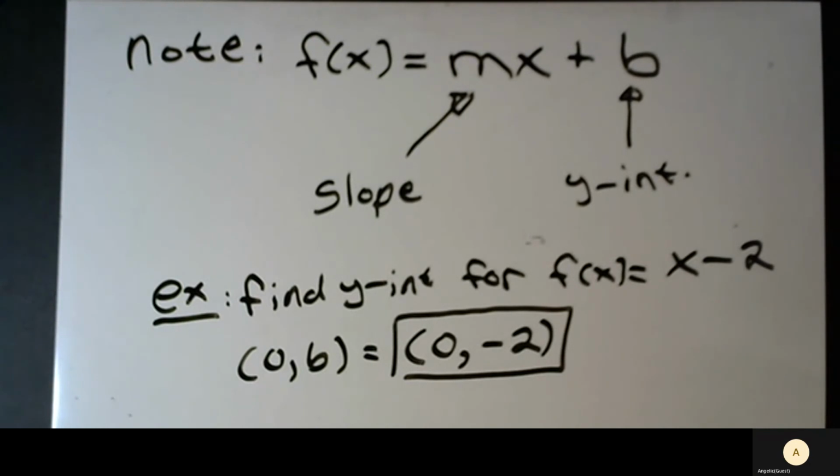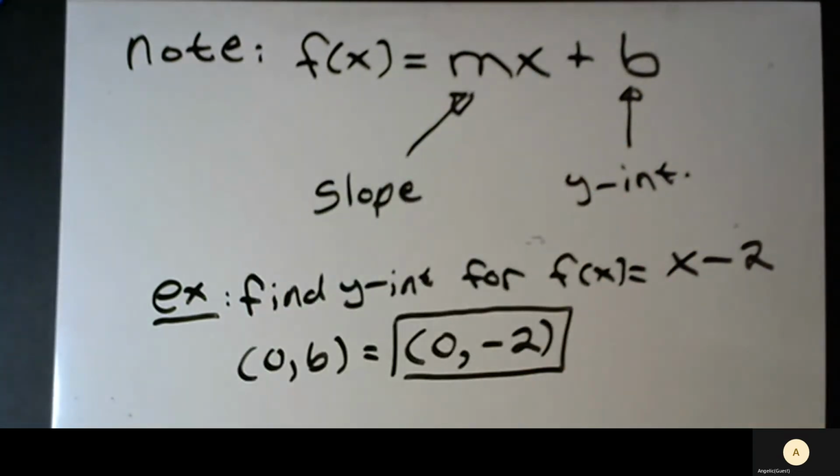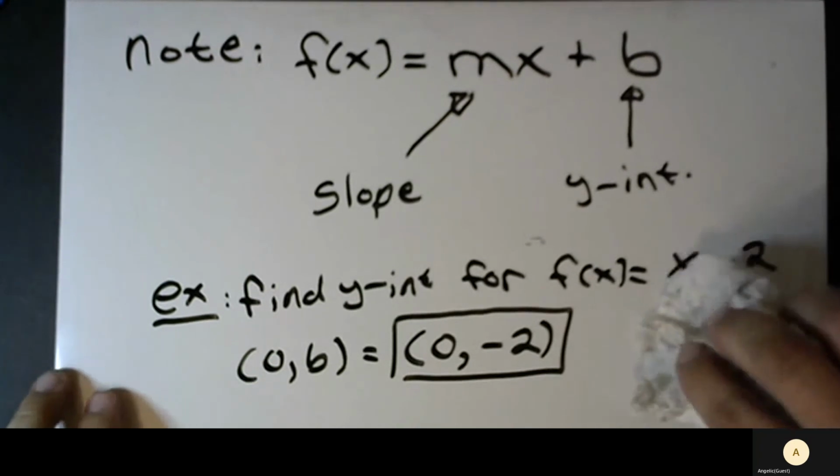Now with slope, it's really the same thing. You're going to read off the number that appears on the x. Now you've got to be careful. And this is going to be true for the y-intercept also. Let me show you. So let's say we have something like this.